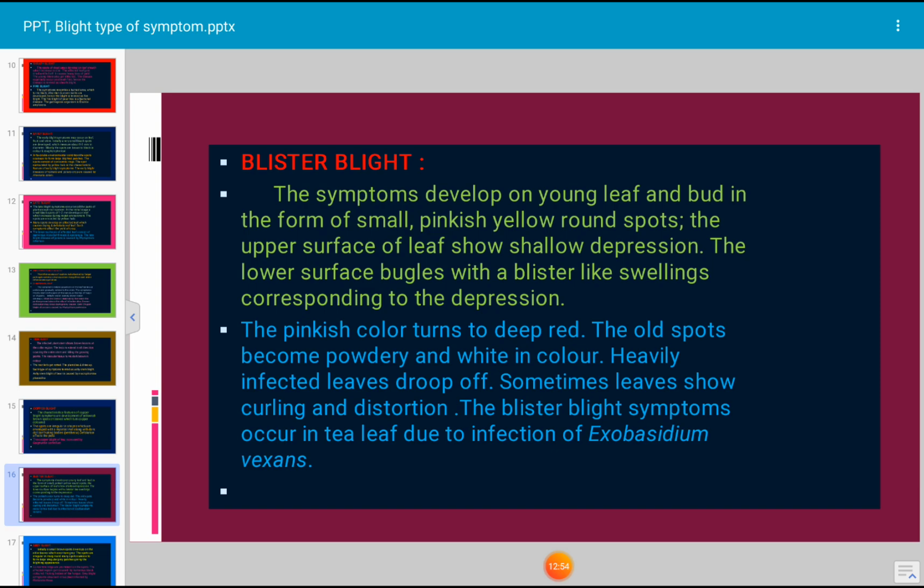The lower surface shows blister-like swellings corresponding to the depressed areas. The pinkish color turns to deep red. The old spots become powdery and white in color. Heavily infected leaves droop off. Sometimes leaves show curling and distortion. The blister blight symptoms occur in tea leaf due to infection of Exobasidium vexans.